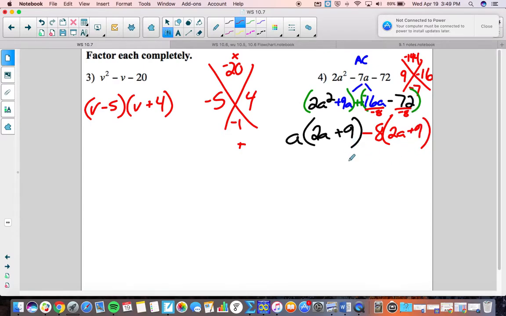If these two parentheses, what's inside of them, match, then we can simply put our GCFs together, our a and our negative 8, and multiply that with our 2a plus 9. And if you were to FOIL this back together, you would get what we originally started with.